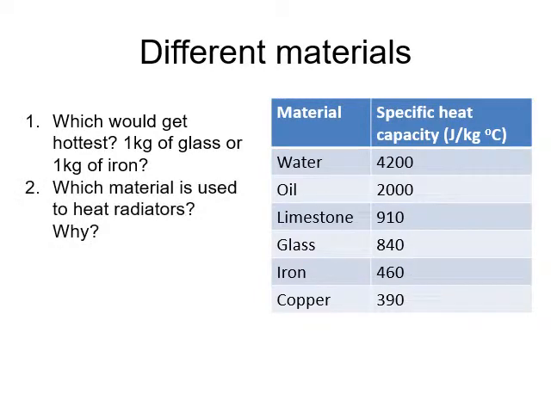Which of these materials is used in heat radiators? That would be oil, and the reason why is it's actually storing a lot of heat energy, and it doesn't increase in temperature as much, because obviously if it increases in temperature, the oil will burst into flames. We don't want that. So we want a reasonably high specific heat capacity.